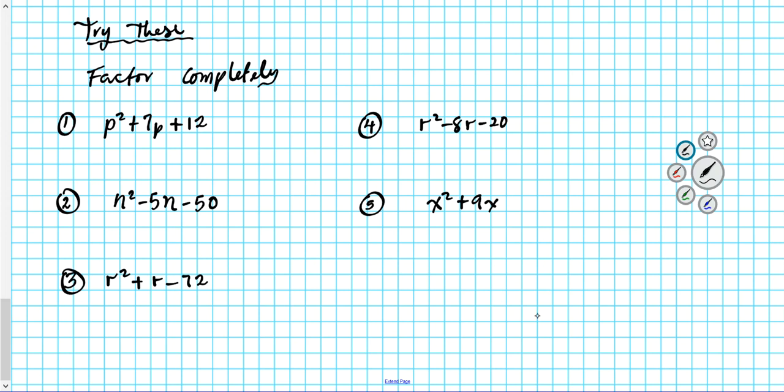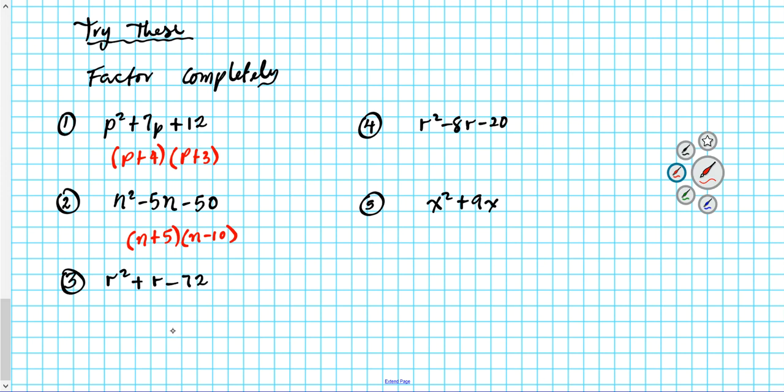All right, welcome back. Hopefully you had a chance to try out the practice problems. Let's take a look at what the solutions to the problems are. For number 1, the factored state is p plus 4 times p plus 3. Of course, you can write it as p plus 3 times p plus 4. Number 2 is n plus 5 times n minus 10.